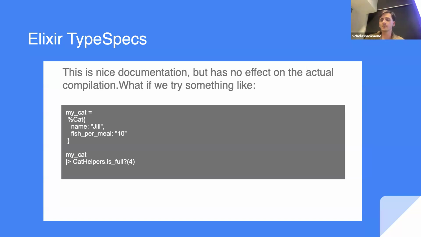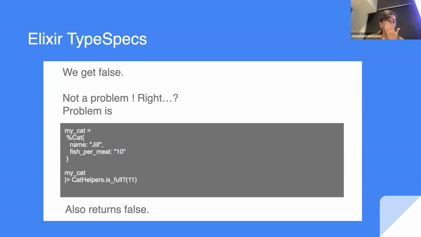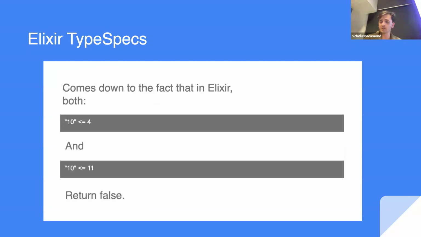And there are all sorts of scenarios where this could happen in the real world. So what happens? We get false, which is perfect, right? That's what we wanted. Problem is we can also run this, and using the same argument that we just used, maybe we should get true. But guess what? We get false again. And this comes down to, in Elixir, both of these return false, because the less than or equal operator doesn't see the string 10 as an integer, as something it performs arithmetical operations on.